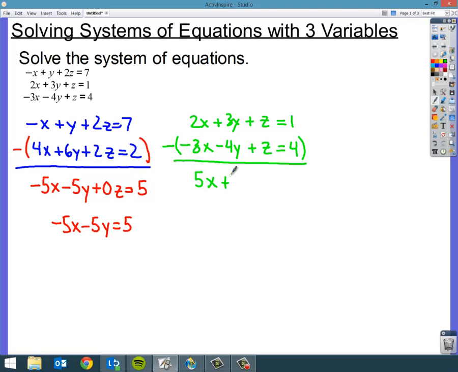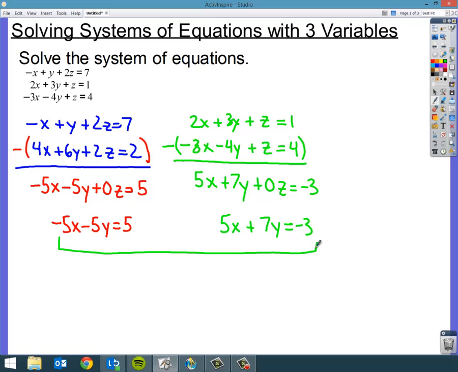That turns into plus 7y. And then we have 0z, which is what we wanted, and negative 3. So if I clean that up a little bit, I've got 5x plus 7y equals negative 3. Okay? Now look at what we have here. We've just rewritten this system of 3 variables. We've gotten it down to being a system with 2 variables. And hopefully you're pretty comfortable with how to solve these.